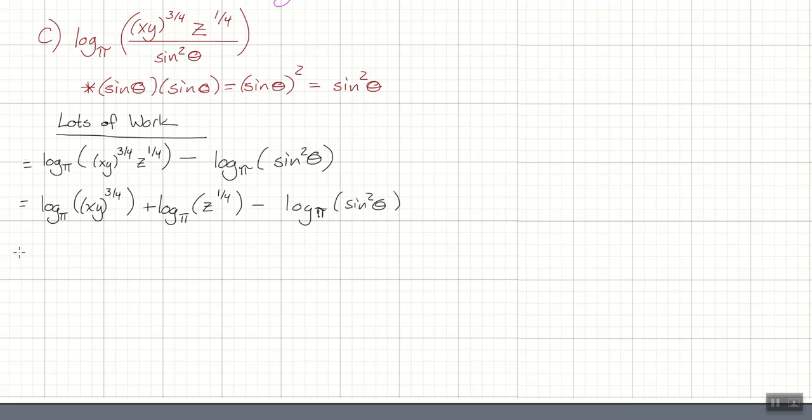Oh, my powers. What moves out front of this log? 3/4. Log of xy. What moves out front of the second one? Indeed it does. 1/4. Log base pi of z minus, what moves out front of this? A 2, because this sine theta was squared. 2 log base pi of sine theta. If we take little steps, my hope is that this feels a lot less ugly, but it's a lot more work. Anything else that you guys see I can do?